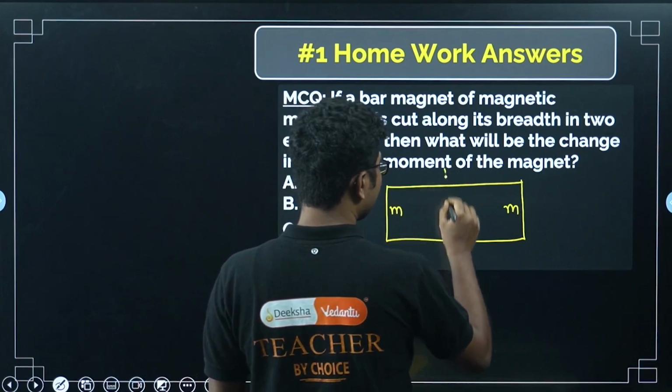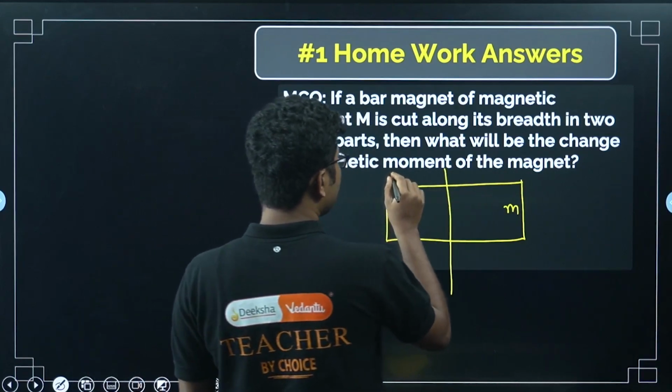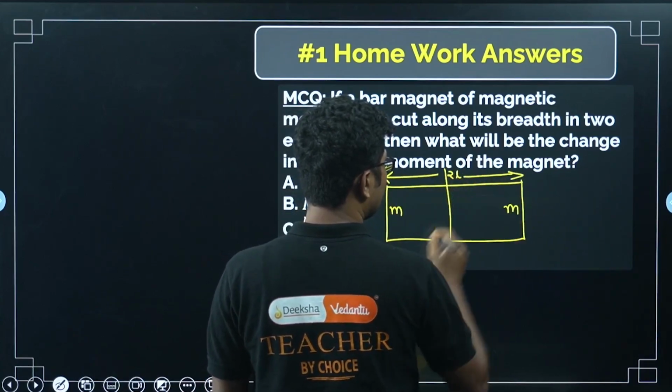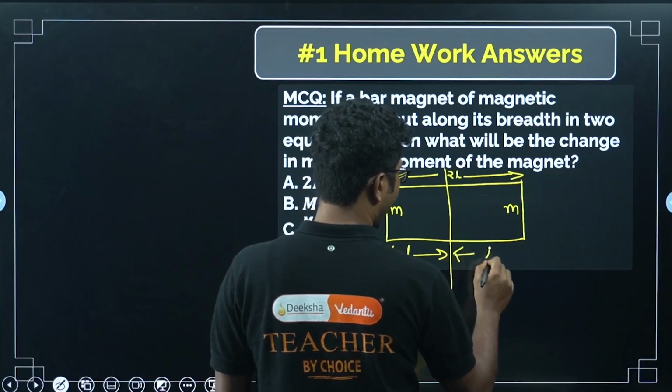Now what they have asked you is to cut it along the breadth. If they cut it along the breadth, suppose initially the length was 2L. Now both the lengths are L. Both the lengths are L.